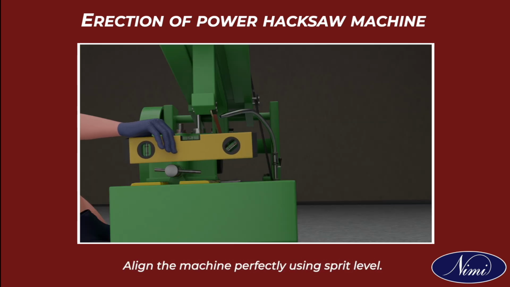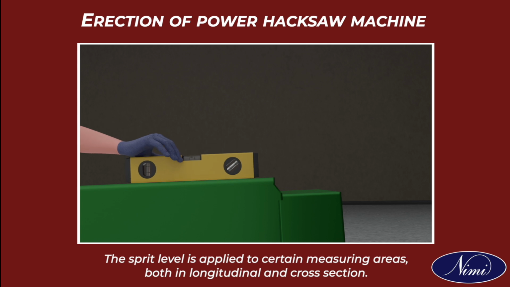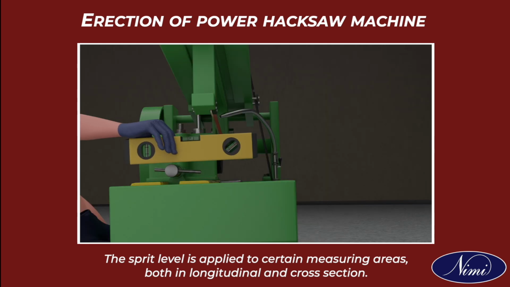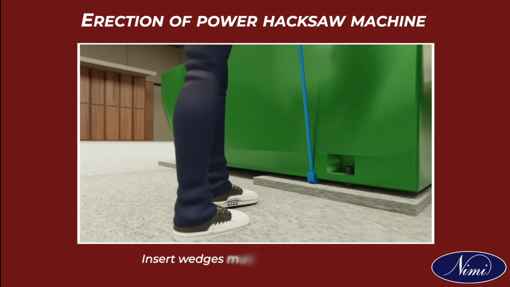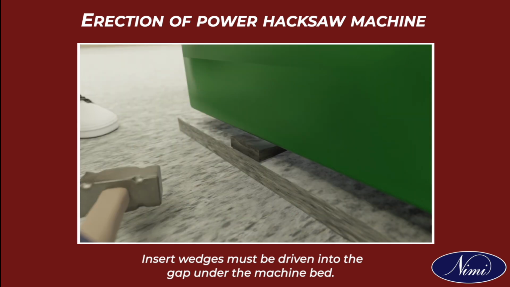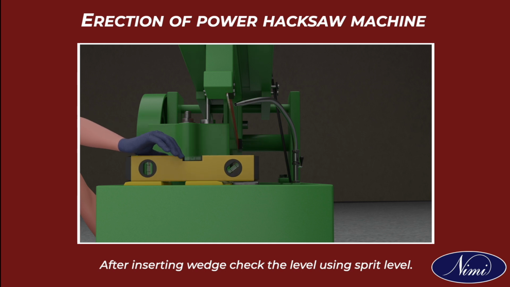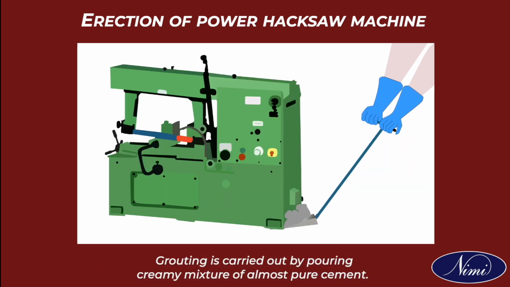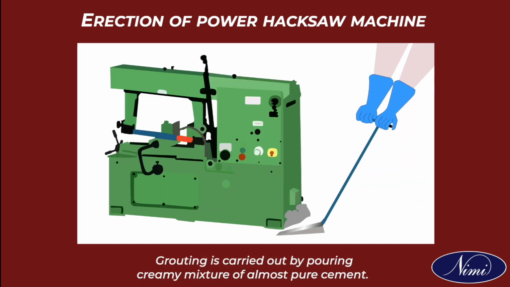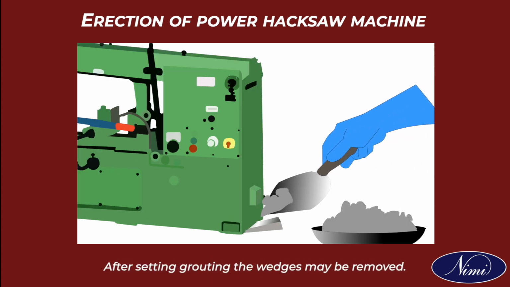Align the machine perfectly using a spirit level. The spirit level is applied to certain measuring areas both in longitudinal and cross section. Wedges must be driven into the gap under the machine bed. After inserting the wedge, check the level using a spirit level. Grouting is carried out by pouring a creamy mixture of almost pure cement. After setting of the grouting, the wedges may be removed.